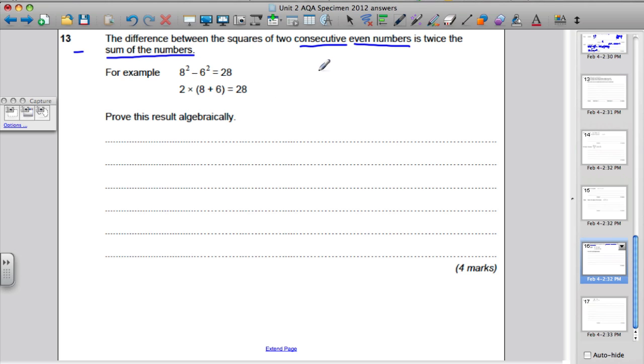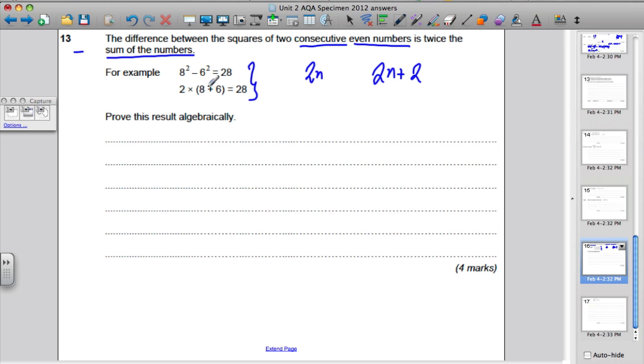Okay, we're dealing with even numbers. An even number is given by the formula 2n, 2 times a whole number, n being whole. The next consecutive even number, well, to get to the next even number from an even, you add 2. So the next one after it must be 2n plus 2. So what we're going to do is work out these two equations with 2n and 2n plus 2 instead of 8 and 6. And we're going to show you get the same answer with n's. That means it's true for any even.